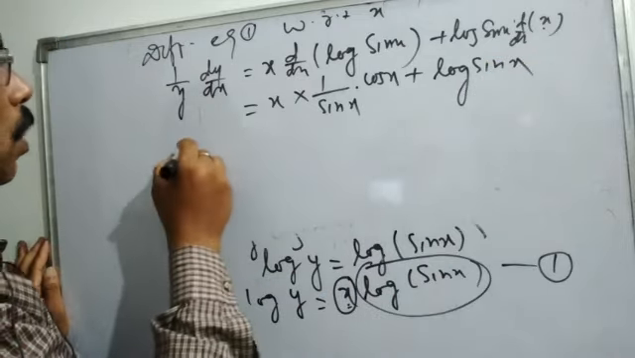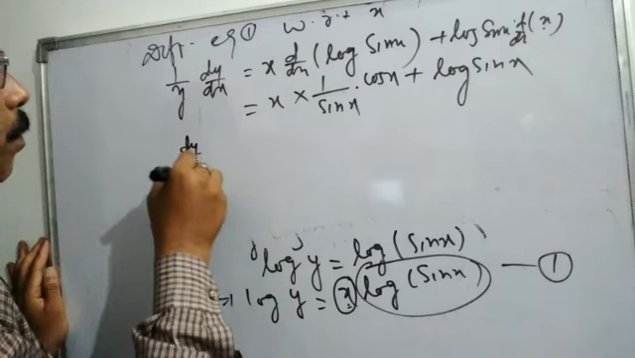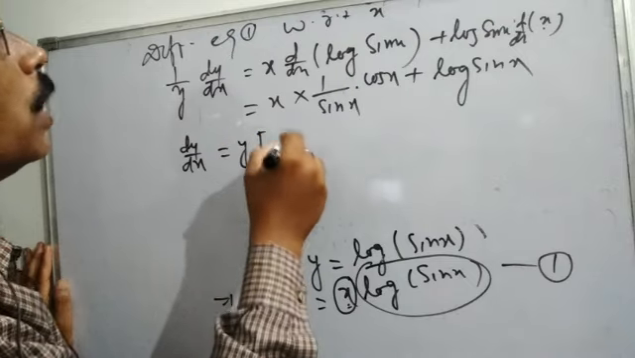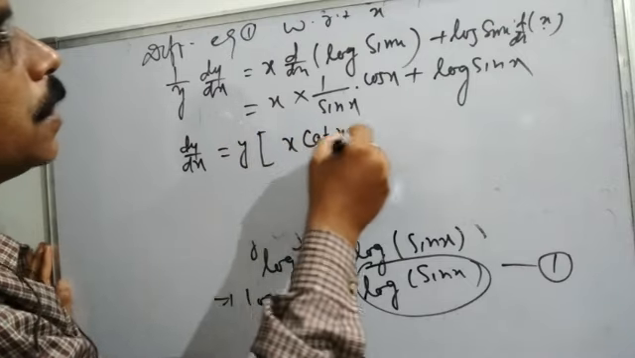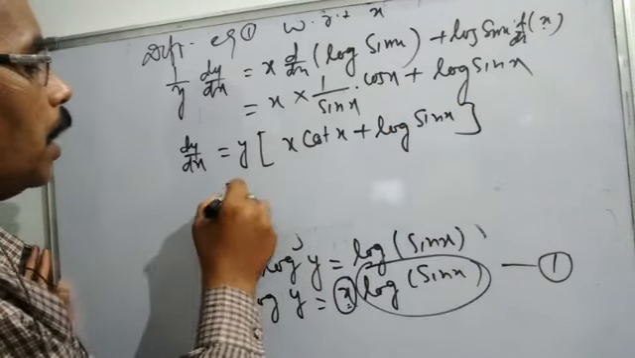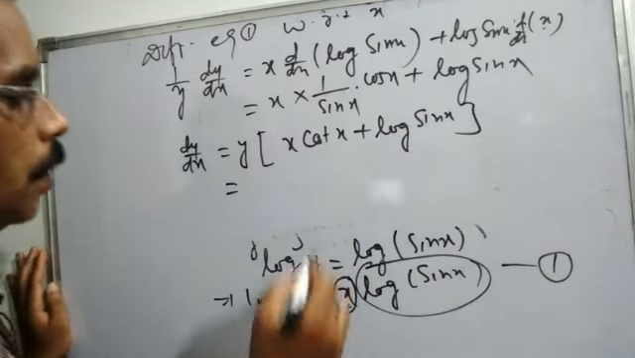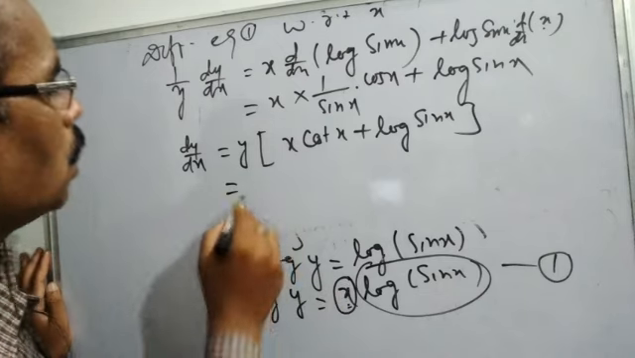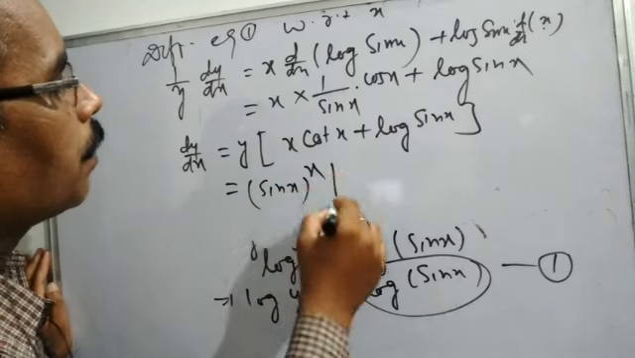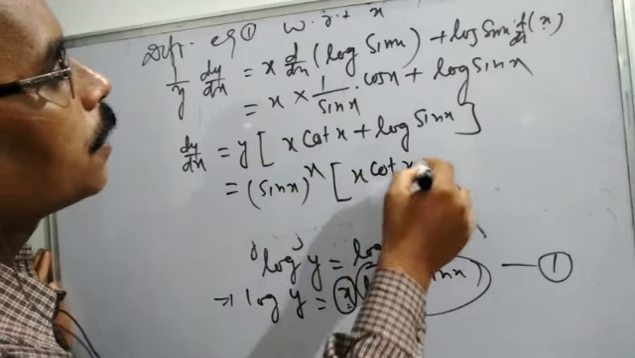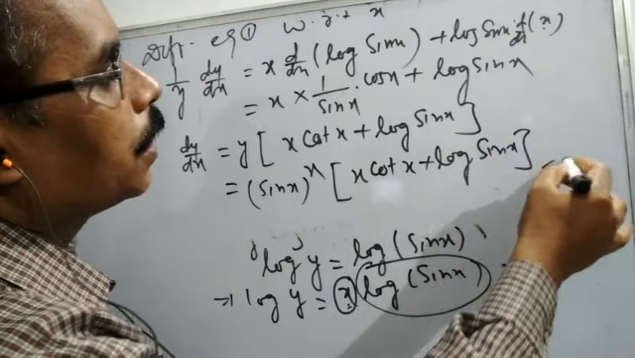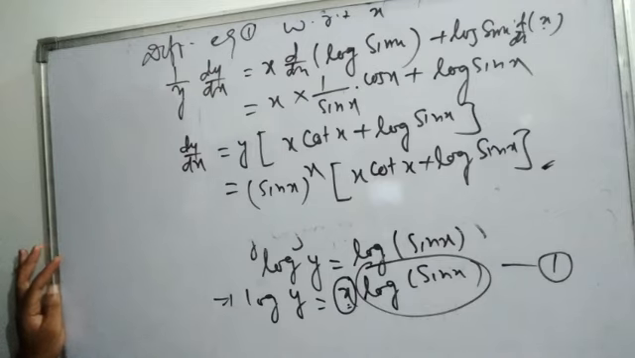Then we can write dy by dx, and y we take to this side. So it will be x cot x plus log sin x. Then finally you have to put the value of y, that is, y is equal to sin x whole to the power x, from the beginning. So dy by dx is sin x to the power x into x cot x plus log sin x. This is the answer of this question.